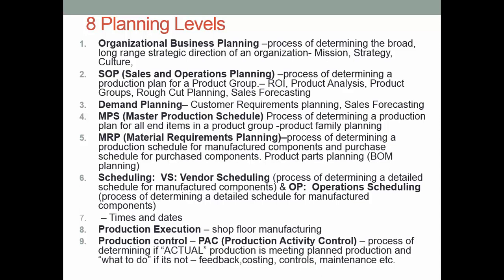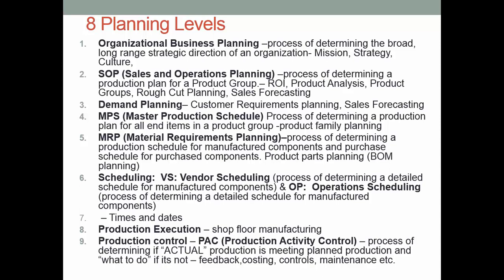MPS, master production schedule, is a process of determining a production plan for all end units as far as a high-level product group is concerned. So we tend to look at product families at that level. And then, of course, as I said, the MRP, which is basically the same tool, material requirements planning, is a process of determining the production schedule for component parts. So that comes from our bill of material type planning.